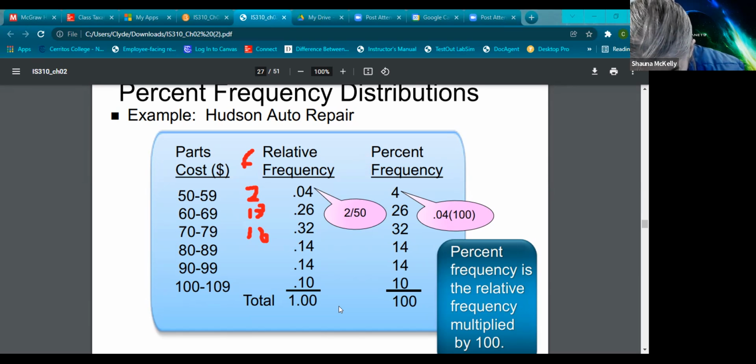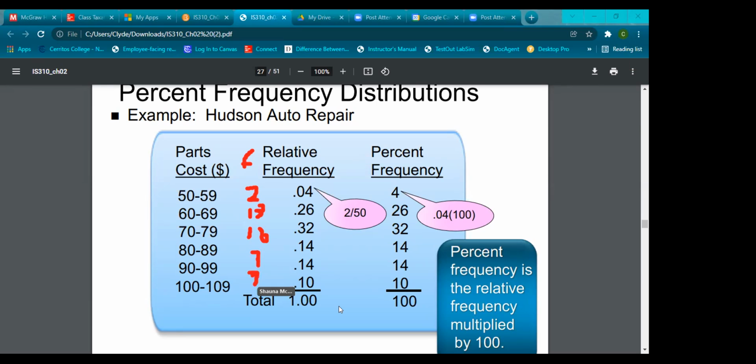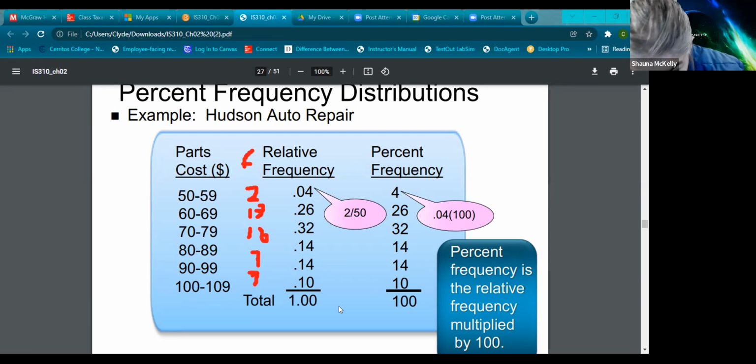is 32%. There's 7 in each of these. There are 7 in both of those. And then there's 5 in the last category. Yep. So if you add all those up, you should get a total of 50 values. 6 plus 2 plus 13 plus 16 plus 7 plus 7 plus 5.